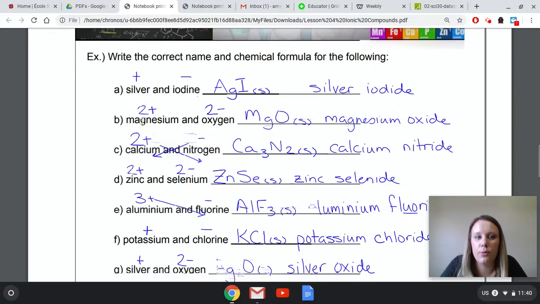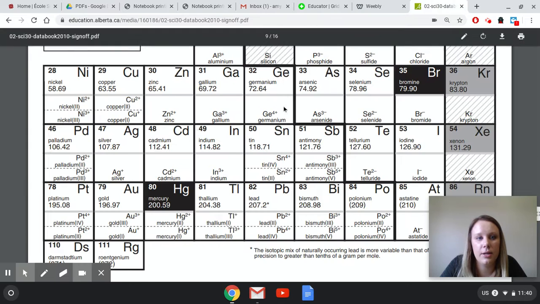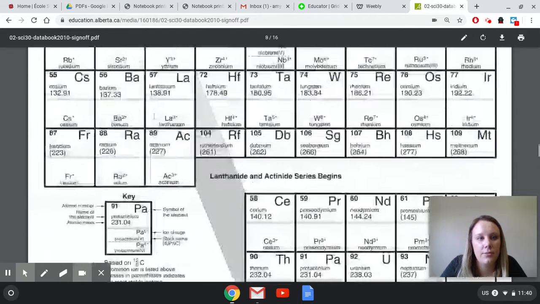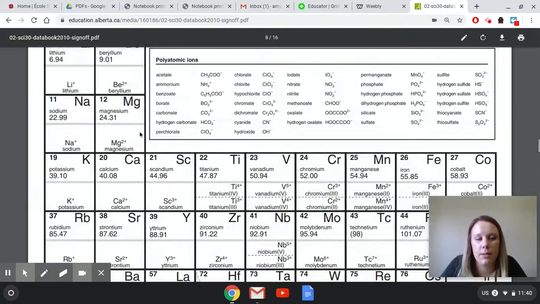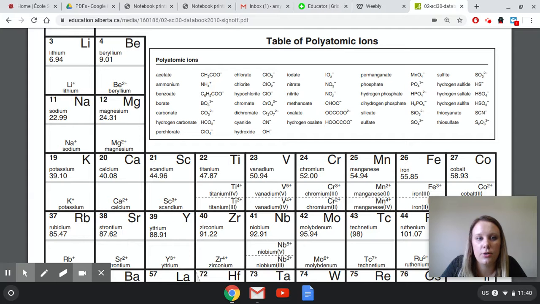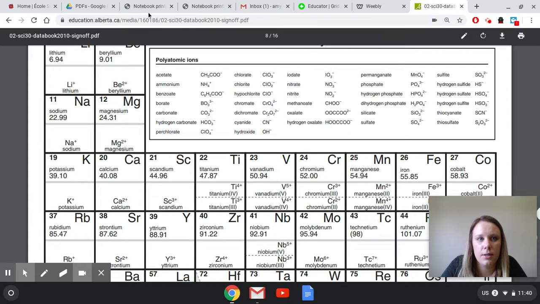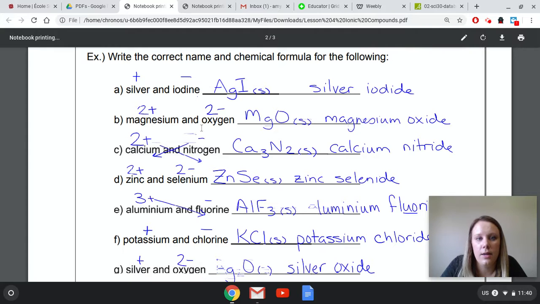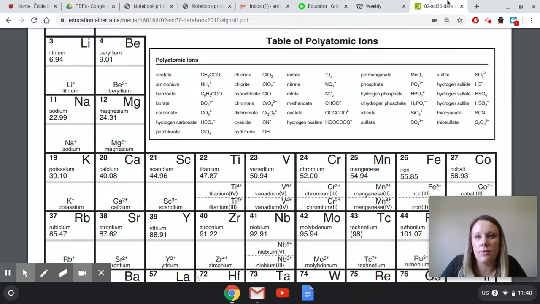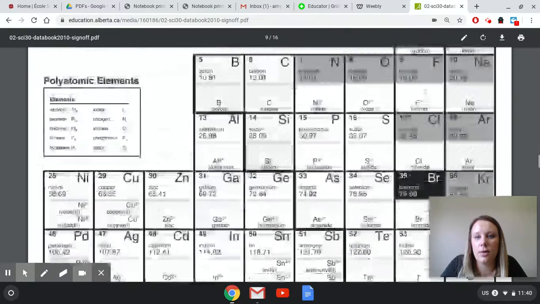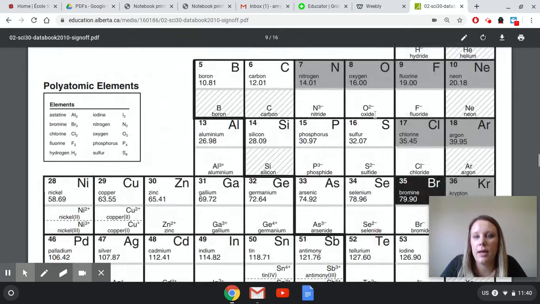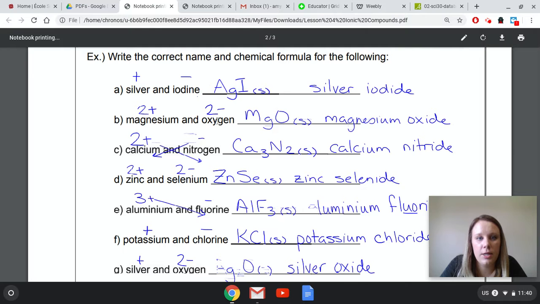All right, next example. We can see magnesium on our periodic table as a metal right here at atomic number 12. At the bottom, the magnesium cation has a charge of positive 2. So I'm going to write that above magnesium in my work, and you can see it right there. And oxygen, same thing. If I look for oxygen in the nonmetals, I find it right here, atomic number 8, and the oxide ion has a charge of negative 2. So there are my charges.